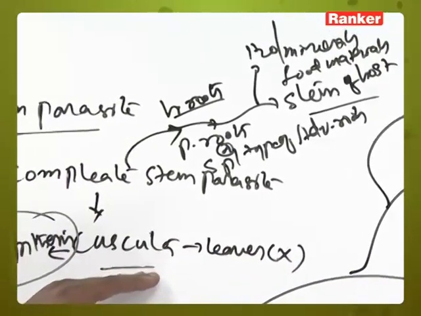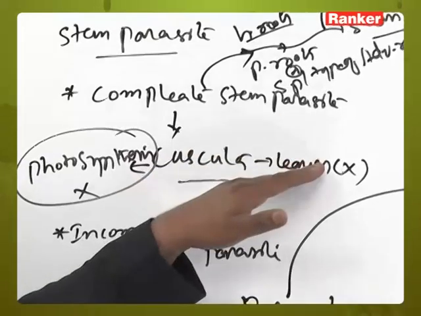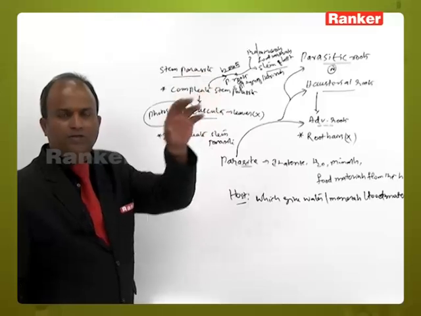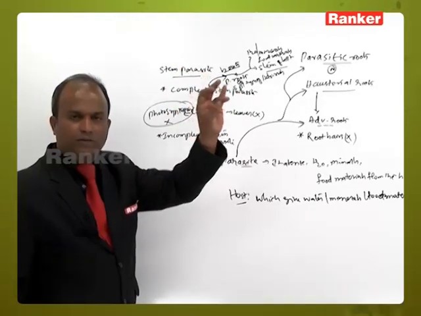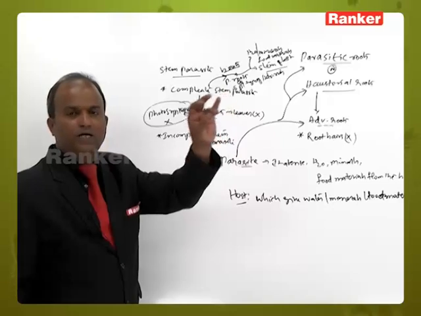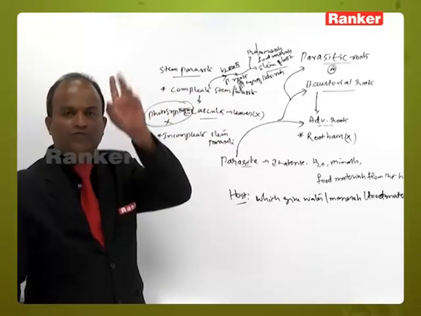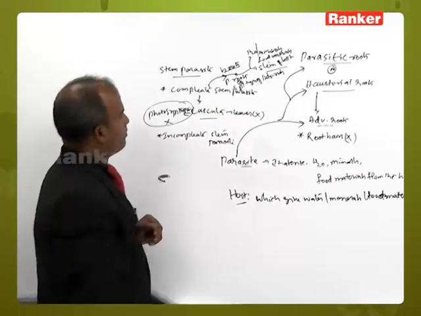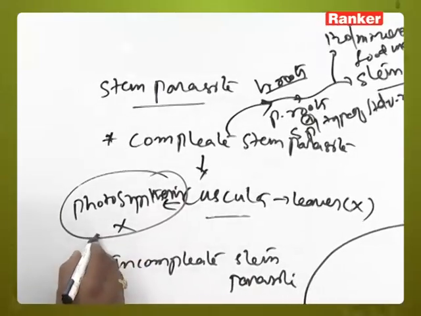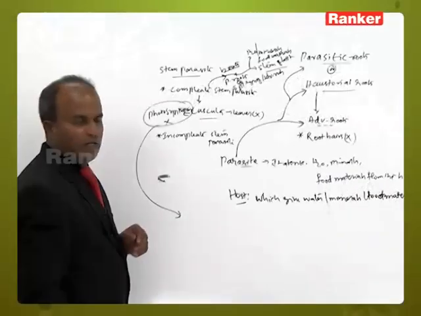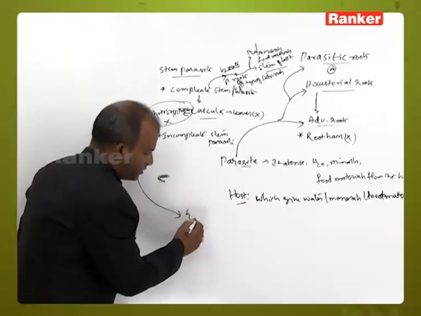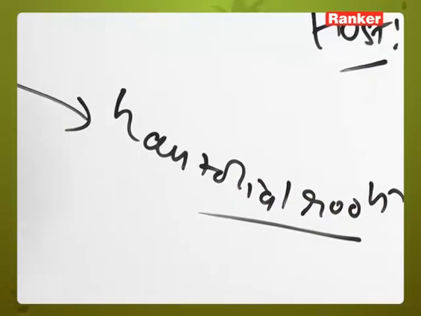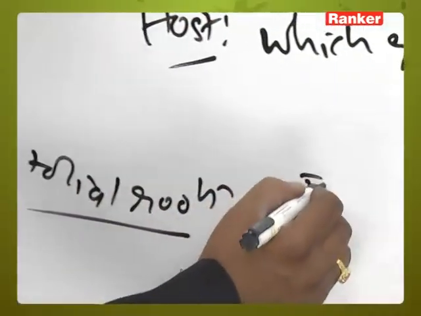That complete stem parasite is Cuscuta, where the leaves are absent. Photosynthetic products are not produced. That means it depends upon the host not only for water, not only for minerals, but also for food materials. Now this complete stem parasite, Cuscuta, penetrates its haustorial roots into the host.